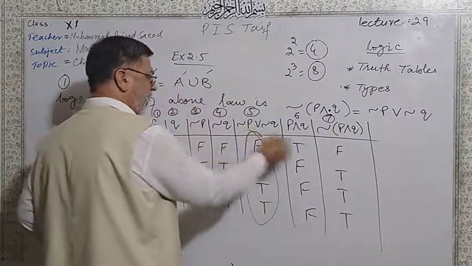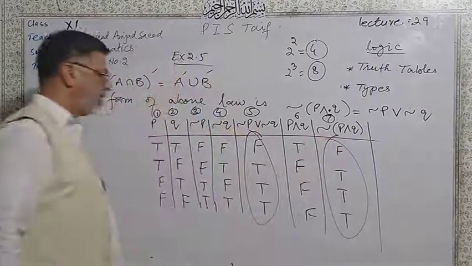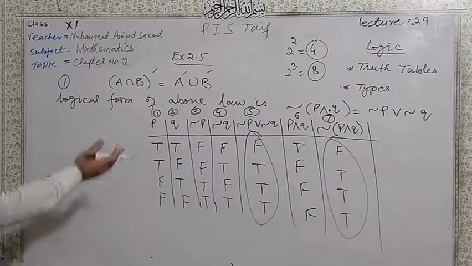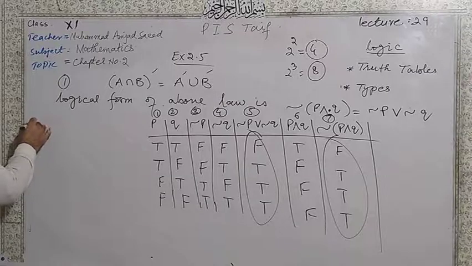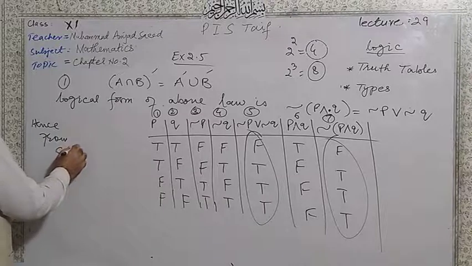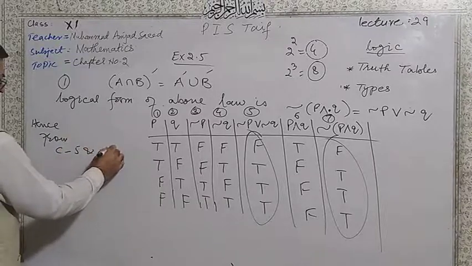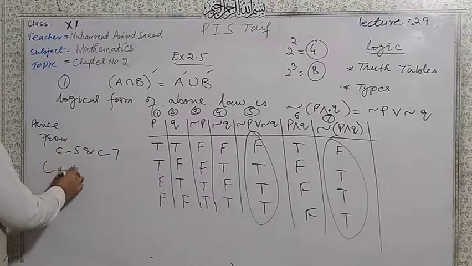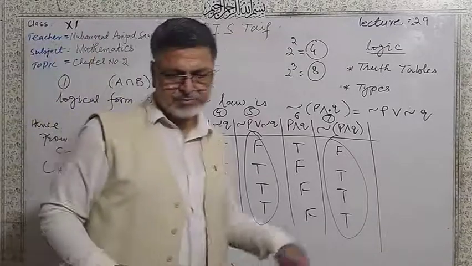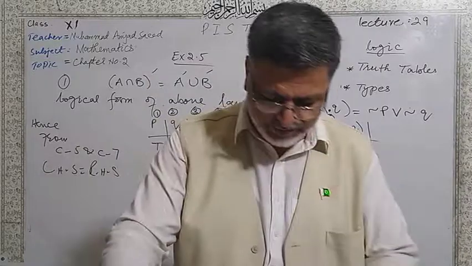From column number 5 and column number 7, you can check left hand side is equal to right hand side. Hence, from column 5 and column 7, left hand side is equal to right hand side. That's your answer.